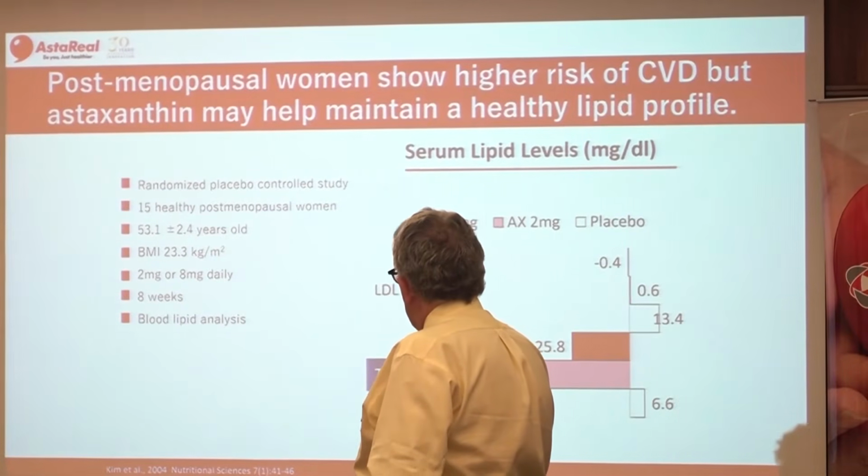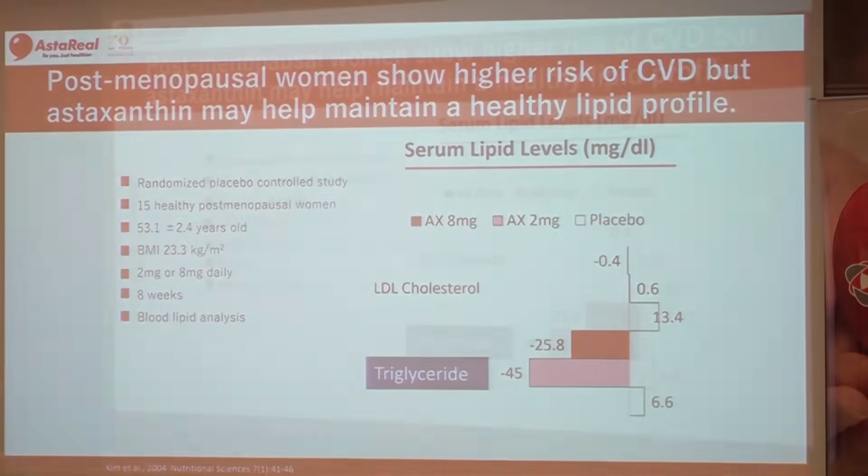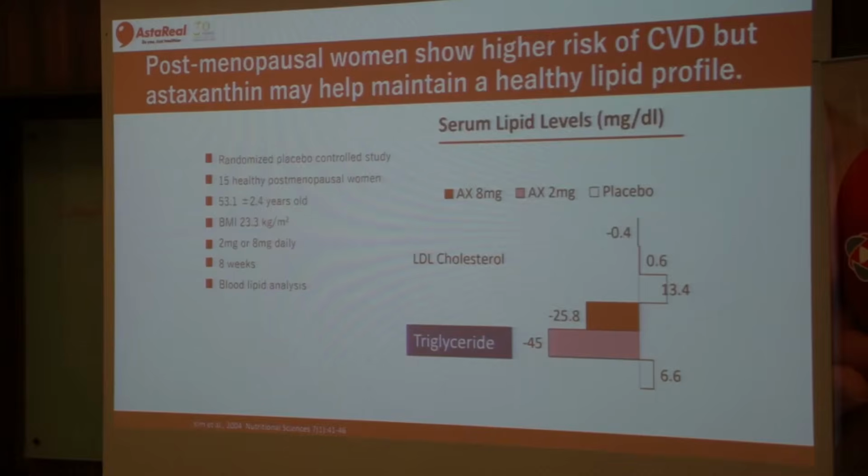Serum lipid levels in women, looking at a profile with triglycerides, again, a nice reduction compared to the placebo and dose-dependent, given astaxanthin 2 or 8 milligrams. Next slide.